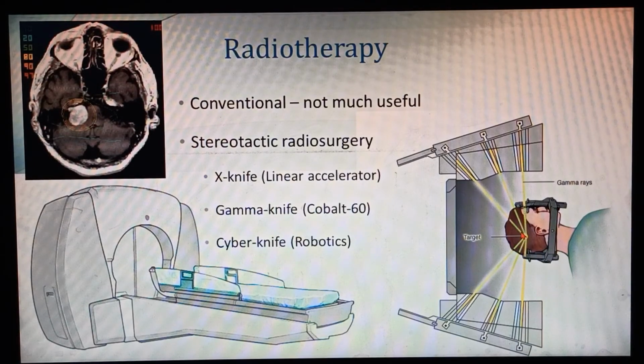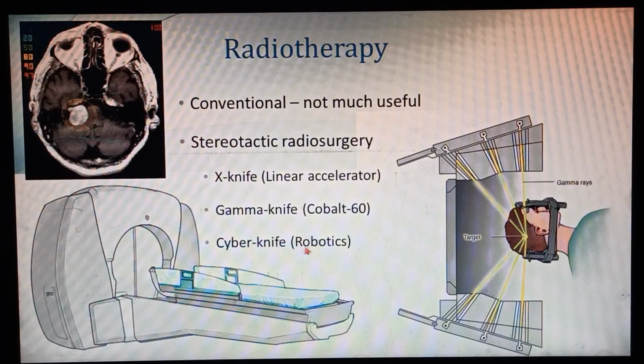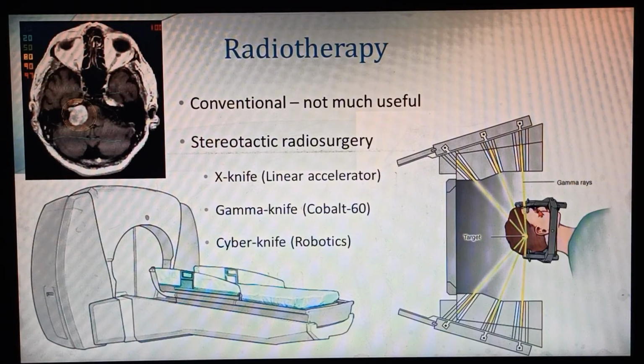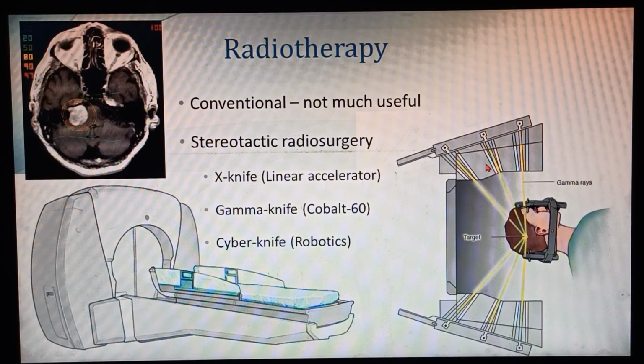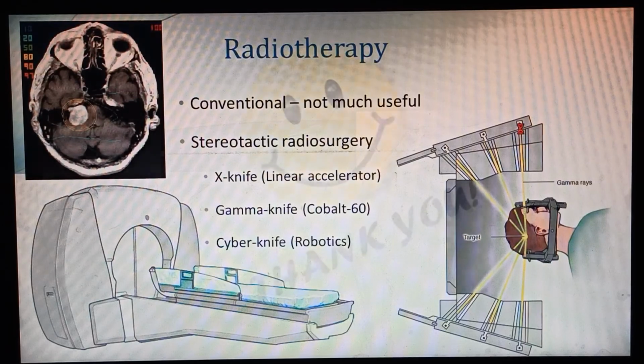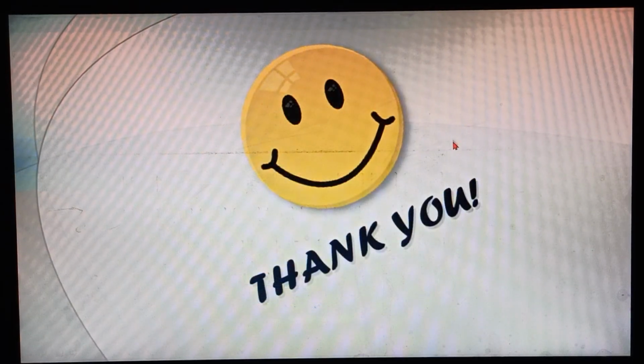Okay, so there are different methods: X knife, gamma knife, cyber knife. Cyber knife is the recent robotic arm. With the help of that you can give radiation. And X knife and gamma knife, where gamma knife uses cobalt 60. Most commonly used is the gamma knife. Cobalt 60 is the source here. Okay, so that's it. With this we end the acoustic neuroma.